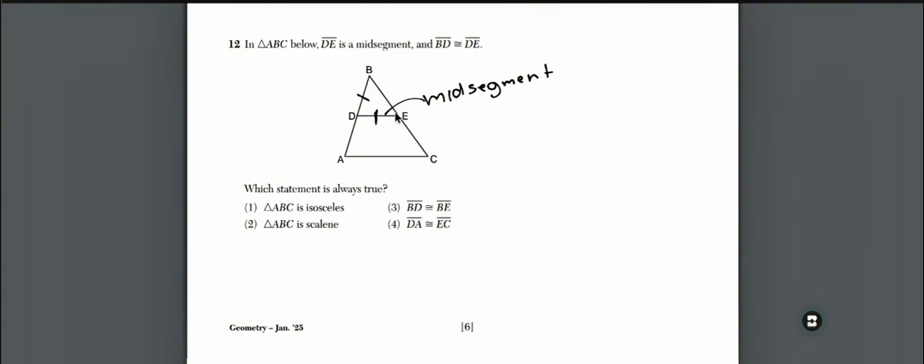So when I have a midsegment, it's always going to be parallel to the third side, and it's going to be half the length of the third side, and it splits the triangle into two similar triangles. So when that happens, I'm going to get similar triangles. I'm going to get congruent angles, because I'm going to have parallel lines. And what is that going to form?